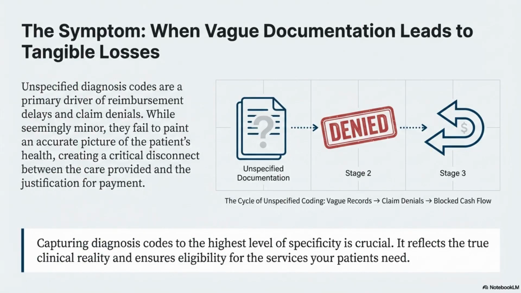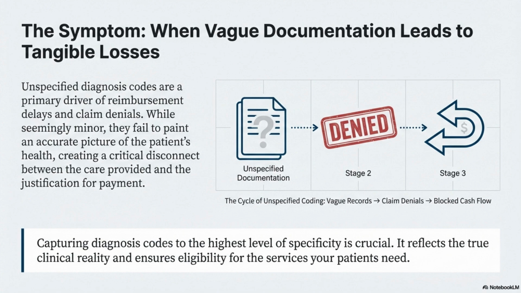Let's start with the core problem. Unspecified diagnosis codes may look harmless, but they're actually one of the biggest drivers of reimbursement delays and claim denials. When the documentation is vague, the codes end up vague, and that creates a disconnect between the care that was provided and the justification the payer needs to approve it. But here's the twist. Sometimes the documentation is specific, but the final diagnosis coding doesn't capture all those details. And when that happens, we run into the exact same issues.